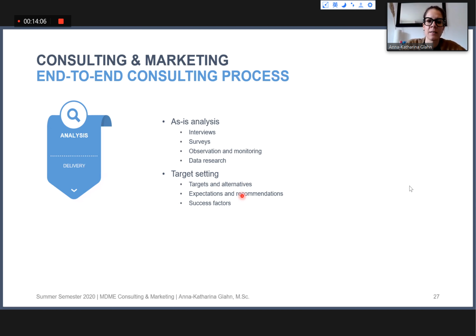In this analysis step, you are also doing a more detailed target setting. That means you are also talking about alternatives and giving some recommendations to the clients. And you have to point out some success factors. For example, usually it's very important that the client knows how much time the client's employees and project members have to work on this specific project, and at what dates specific decisions are required. Yeah, this has to be defined here as well.